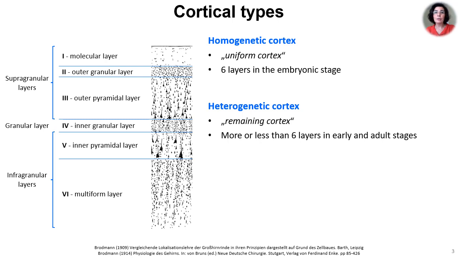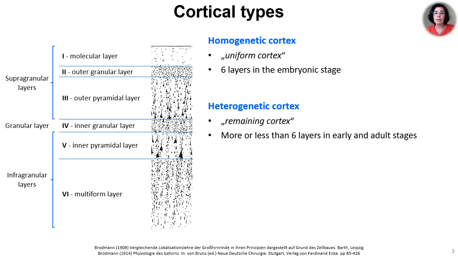Now, not all cortical areas display this basic laminar pattern. Cell birth and cell death, apoptosis, which are normal components of brain development, are associated with the creation and development of layers, as well as with their regression. Brodmann defined 2 types of cortex based on whether they presented his 6 canonical layers during both fetal and adult stages. His homogenetic or uniform cortex presents the 6 layers.